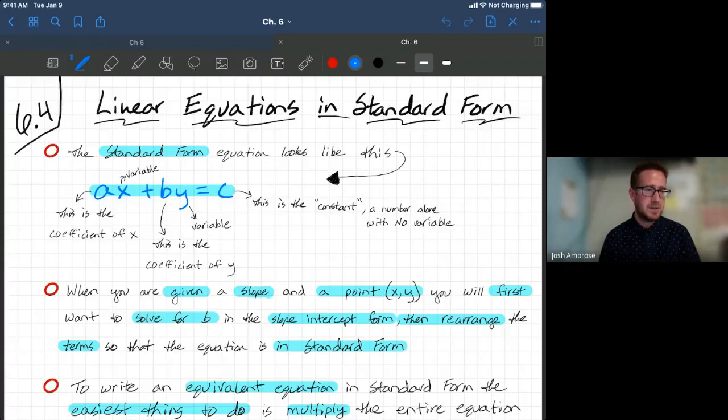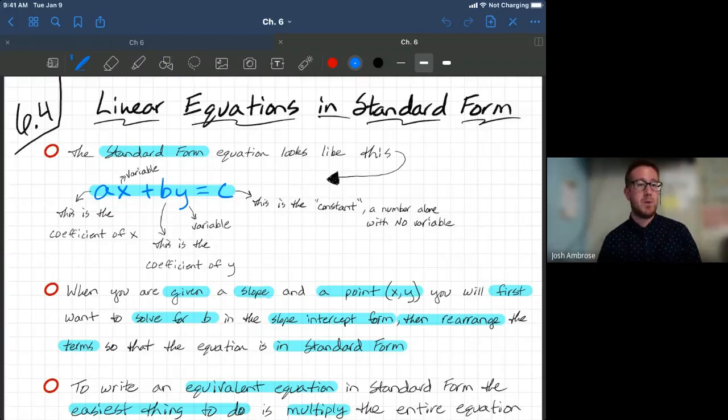There you go. You got the standard form, ax plus by equals c. The a is the coefficient of x, and x is just the straight variable. The b is the coefficient of y, and again, y is just that variable. And then you have c, that's the constant. So no variable with c.